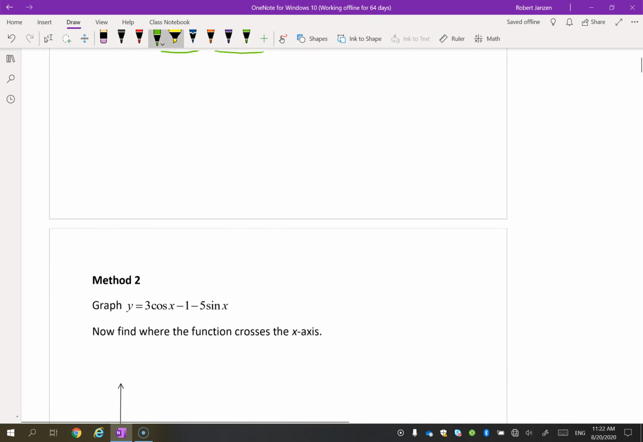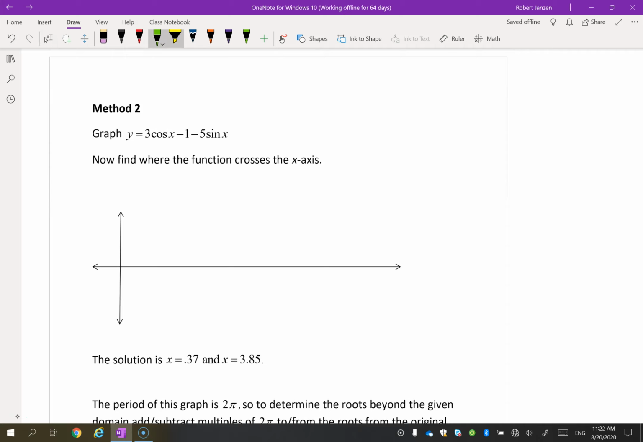Now there's another way you could do it. You could just graph this whole thing. Turn it into one equation, graph the whole thing. And I don't even know what this would look like. Let's make it up, something like this. And now to find the solution, what we would be looking for is the x-intercepts. Again, you're going to get the same answers. So I'm not going to ask you to do that.